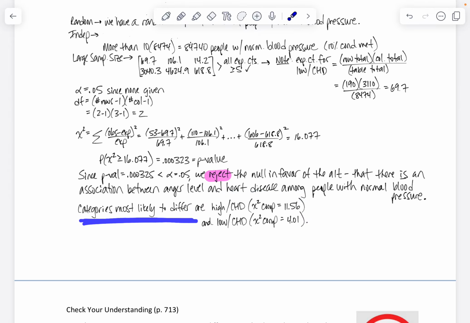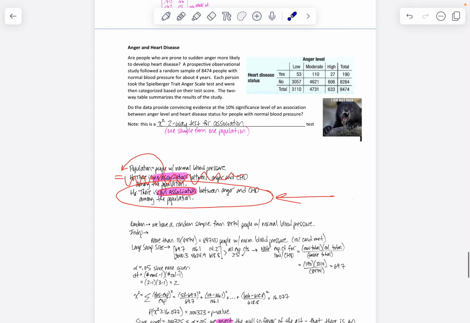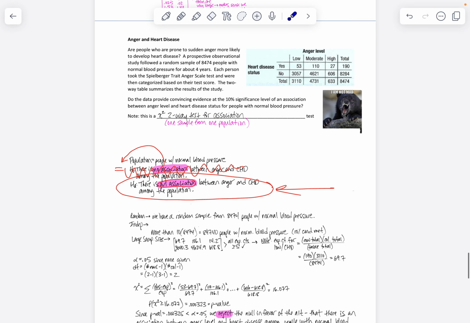The biggest differences that we observed were the high anger and yes, I developed coronary heart disease. That was much higher than we thought. And the low anger and the likelihood of developing coronary heart disease. Where are those actually in my differences? Low and yes, 53 versus 69. We expected 69 people if coronary heart disease did not make a difference, and we only got 53 there. So maybe the low anger people are actually less likely to get coronary heart disease.